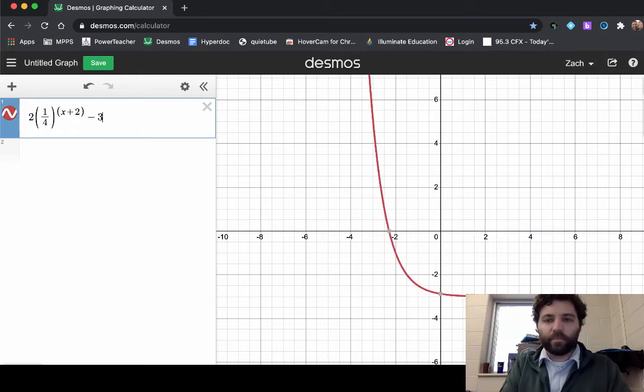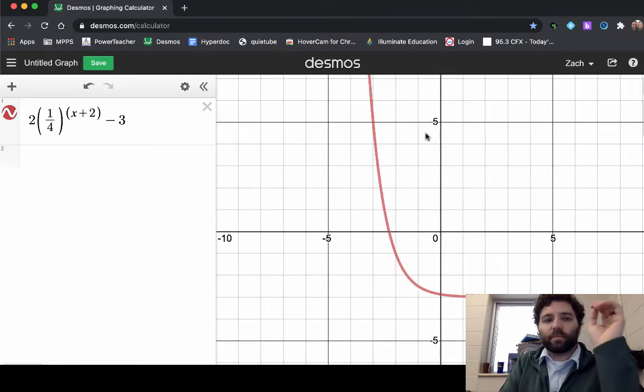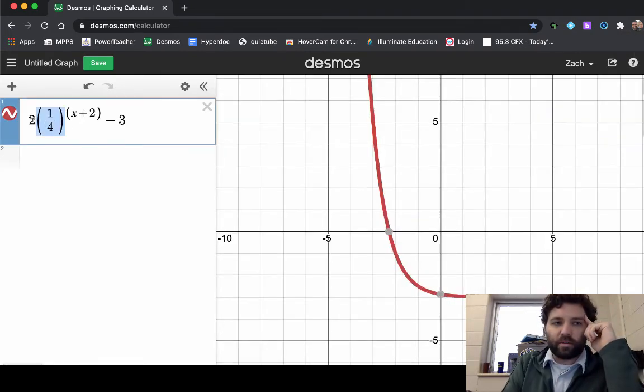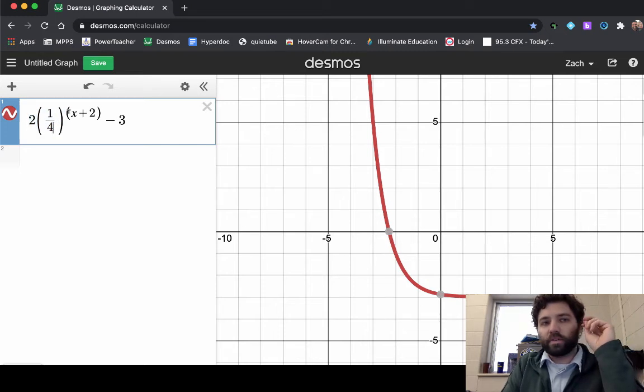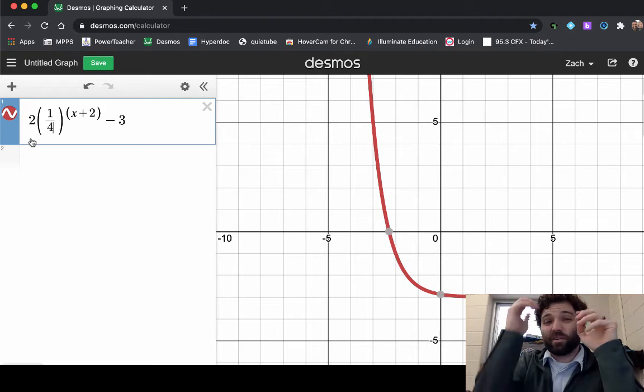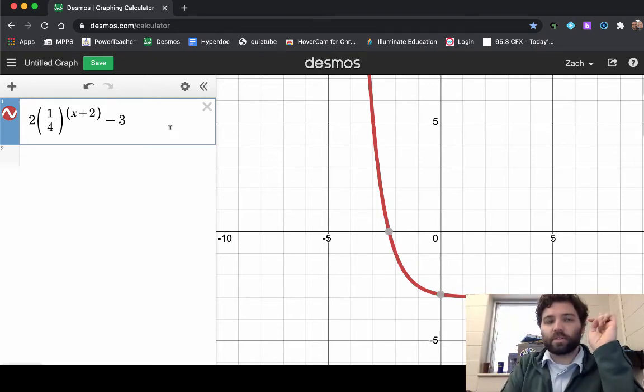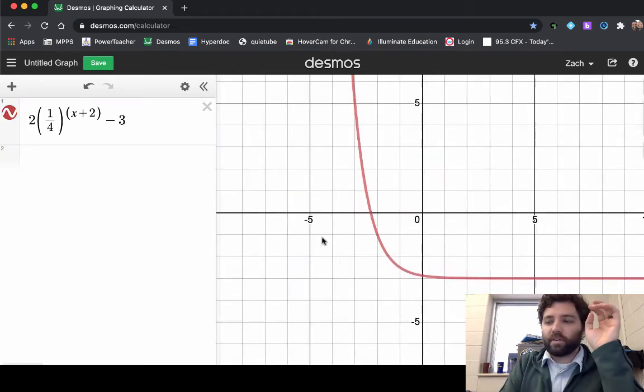And that's minus 3. One thing about these as you're typing them in, do not ever multiply these two numbers together, the 2 and the 1/4. The 1/4 is raised to the exponent. The 2 is being multiplied by that expression that's already been exponentiated. So you can't multiply those two numbers together. Anyway, here's the graph here.